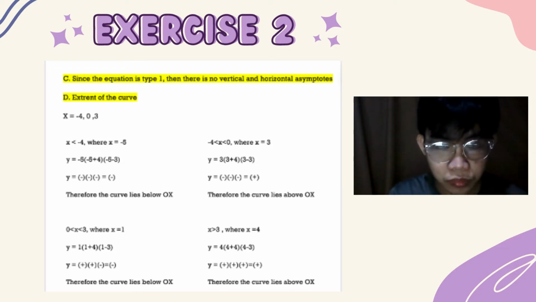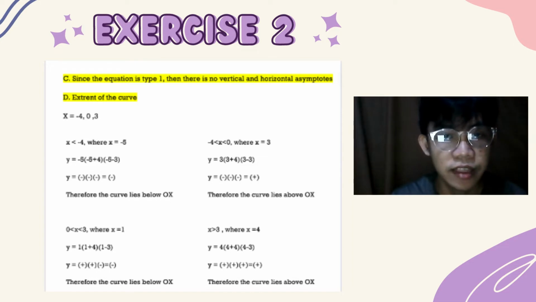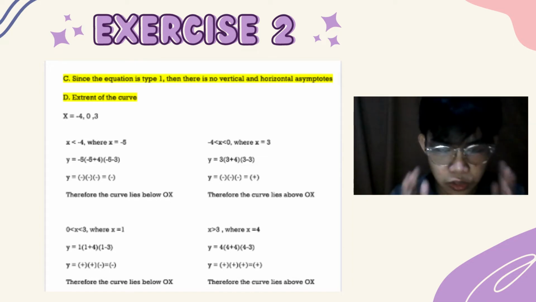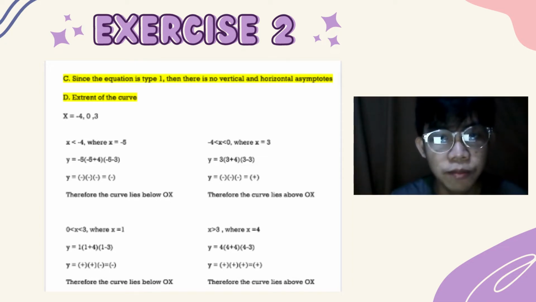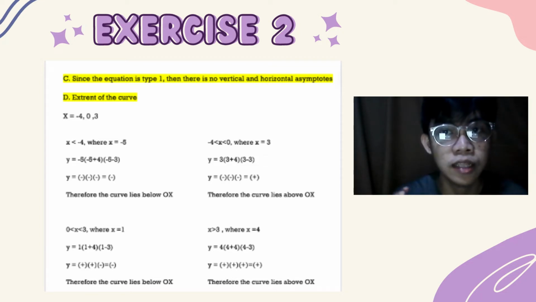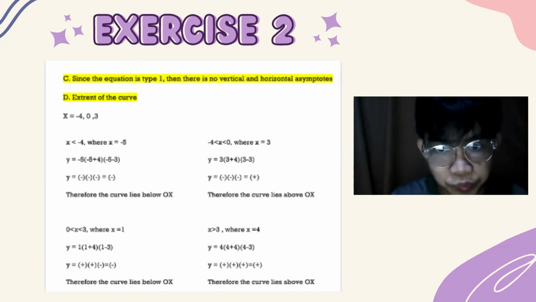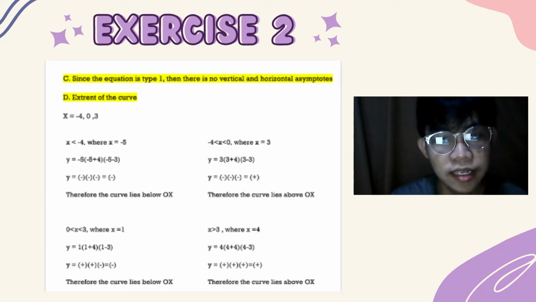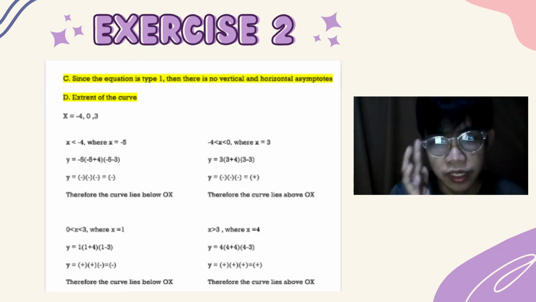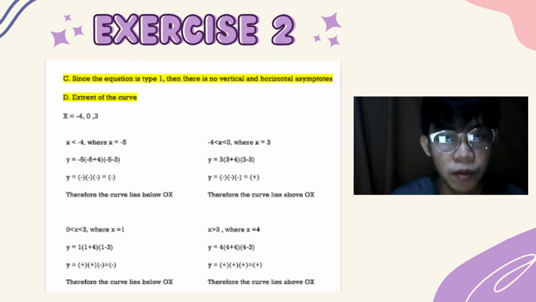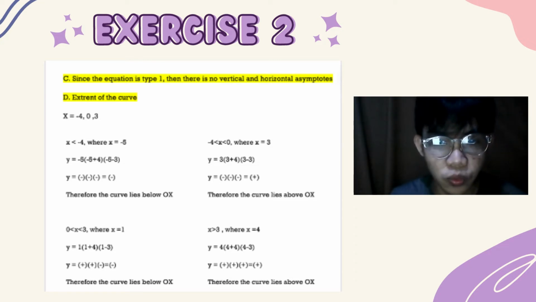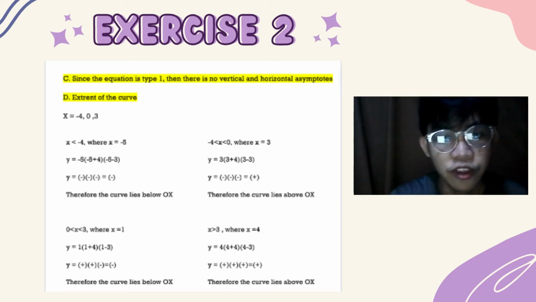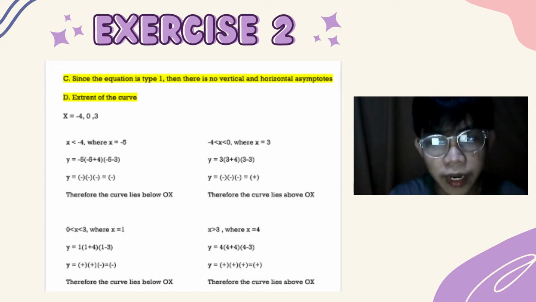So, x less than negative 4, where x is equal to negative 5, the sign we get is negative. Therefore, the curve lies below. Then, next is x greater than 0 but less than 3, where x is equal to 1, the sign we get is negative. Therefore, the curve is still below.